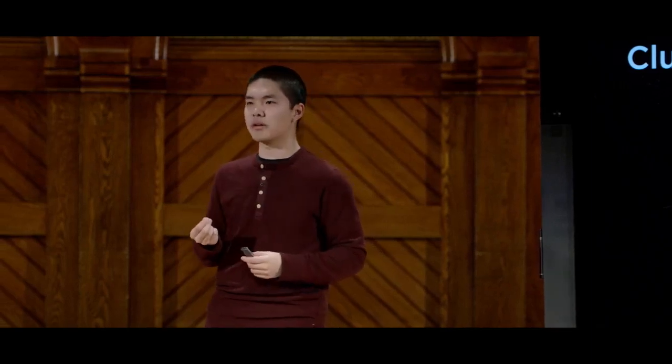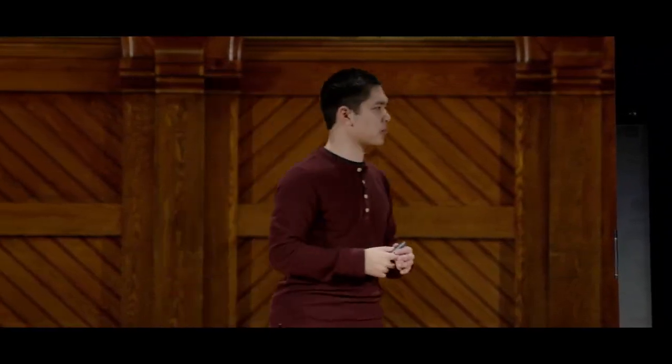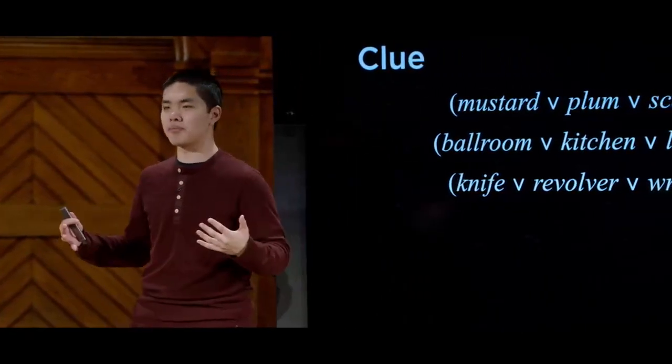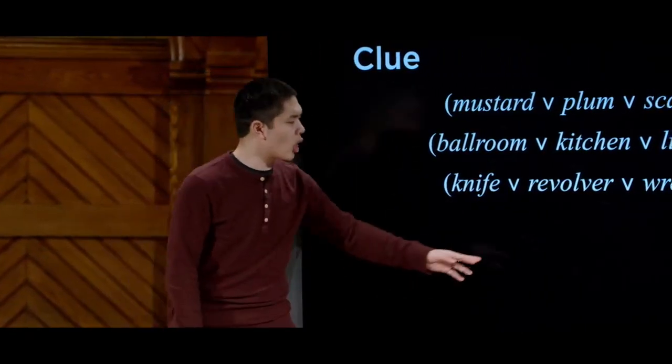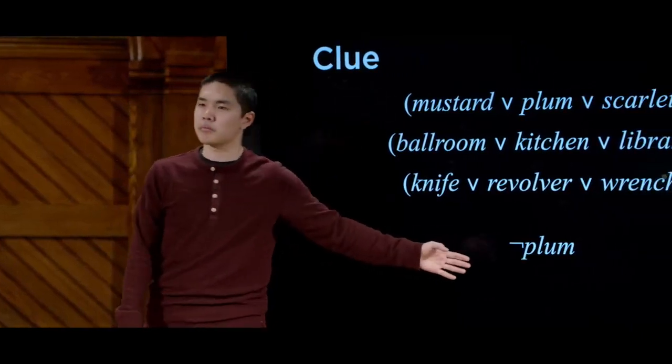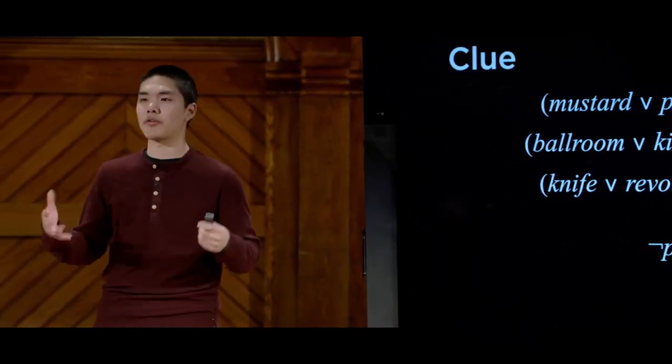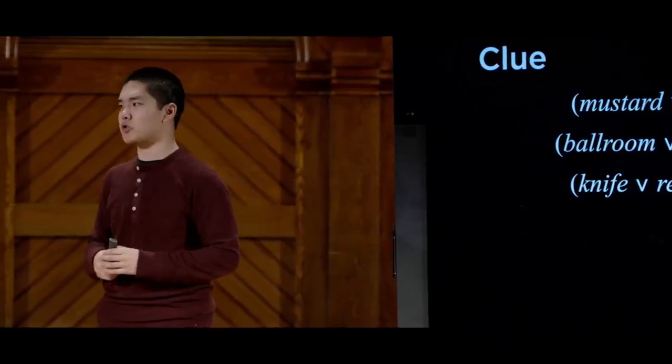Then as the game progresses, people get various different cards, and using those cards you can deduce information. If someone gives you a card, for example, I have the Professor Plum card in my hand, then I know the Professor Plum card can't be inside the envelope. I know that Professor Plum is not the criminal. So I know a piece of information like not Plum. I know that Professor Plum has to be false. This propositional symbol is not true.